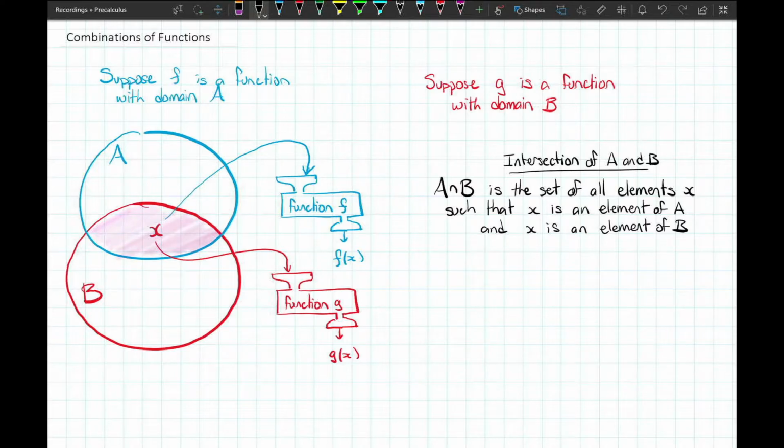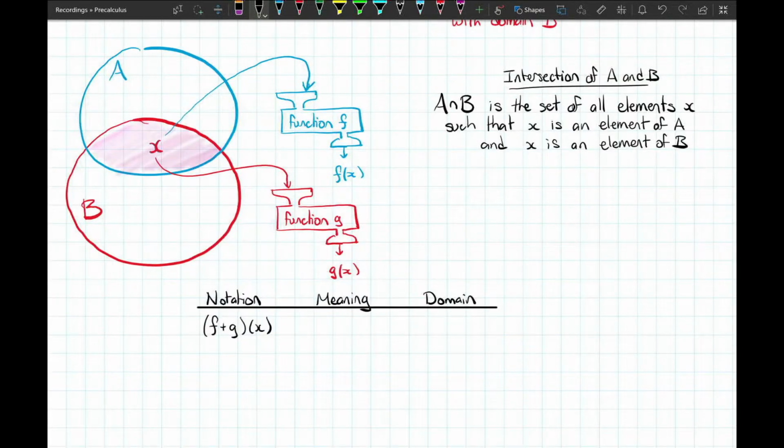Well, if we are picking values of x that are in the domain of f and g, then we can do some interesting combinations. Well, make a little table here of some new notations. Whenever we use the notation f plus g of x, what that really means is x must be a value that we can plug into f and g, and we add those results together. So this is equivalent to f of x plus g of x.